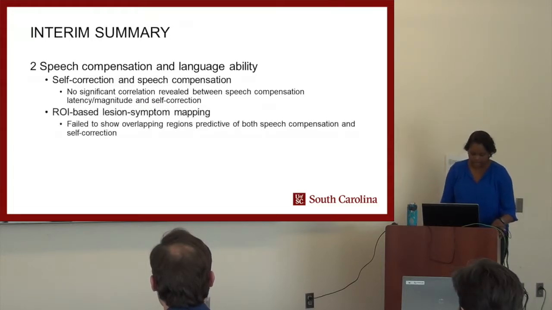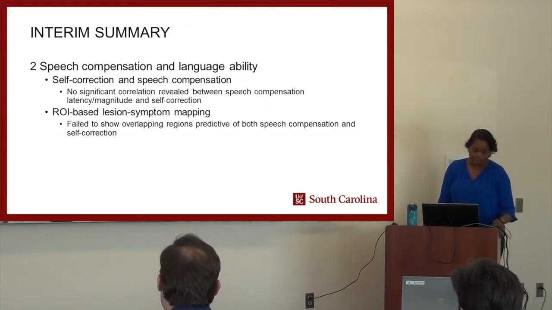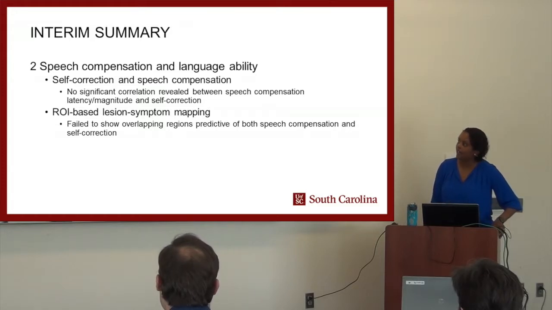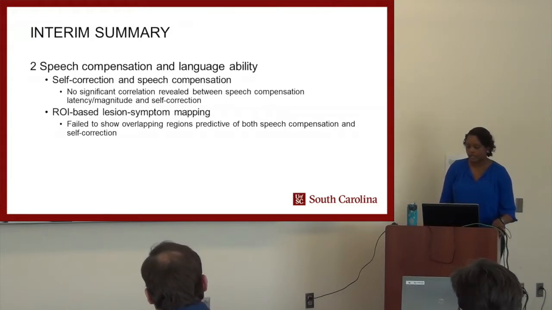And then with the lesion symptom mapping, again, no region survived, but it is quite a small sample size for that type of analysis. And in small samples, lesion size plays a big role. So we'll see if those results stay the same with a larger sample.